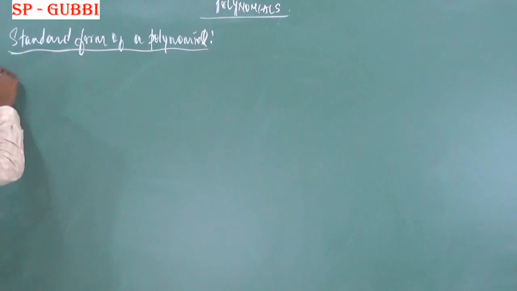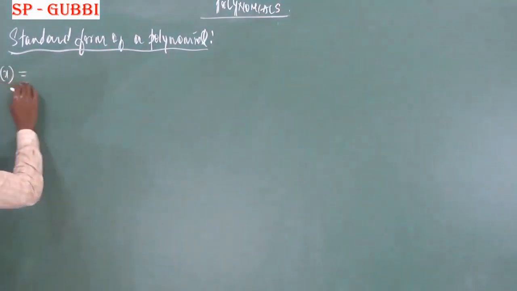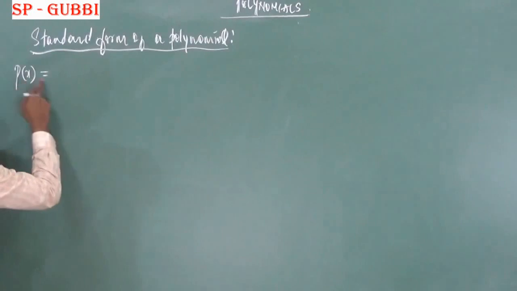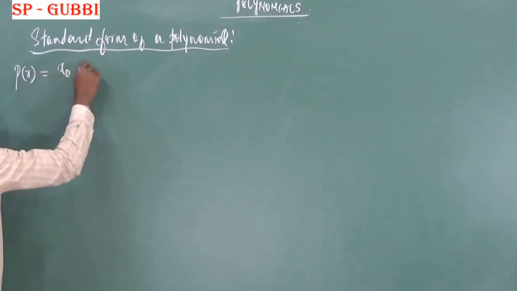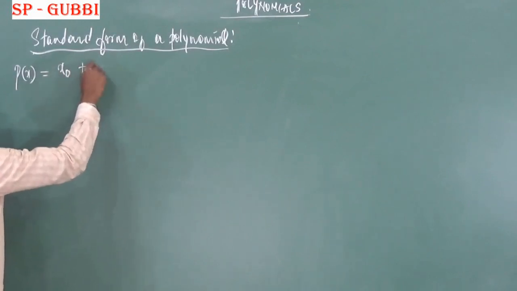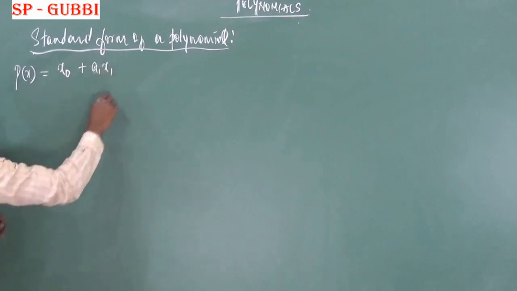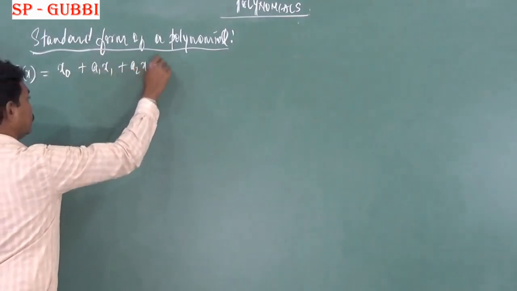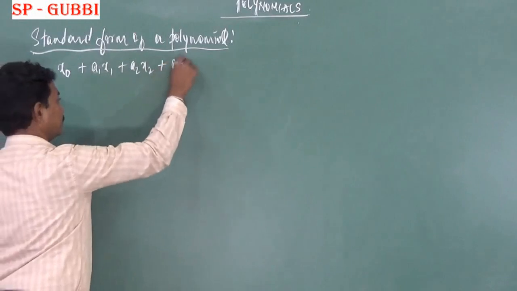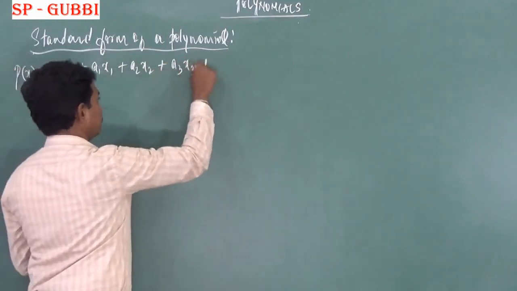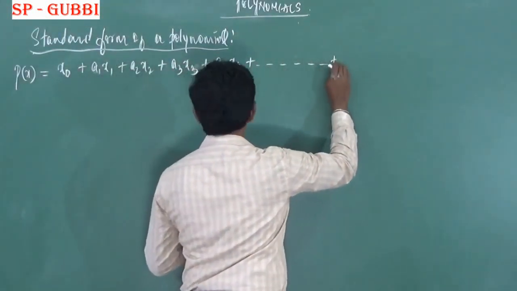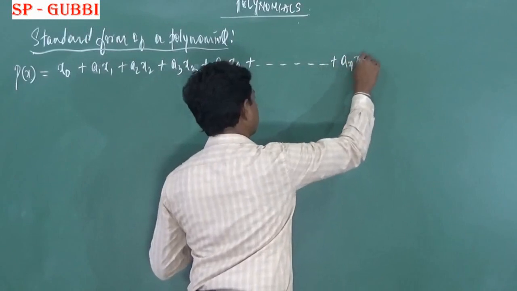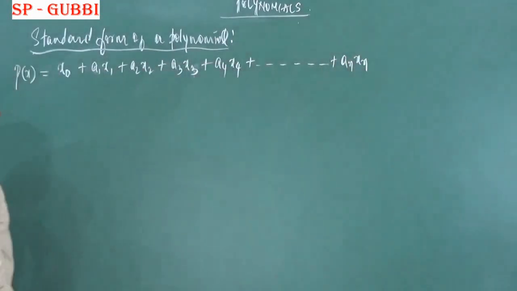So here, p of x is equal to, p is the name of the polynomial I am going to write, and x is the variable involved in the polynomial. So a0 x to the power 0 plus a1 x1 plus a2 x2 plus a3 x3 plus a4 x4 plus dot dot dot plus an x to the power n. So this is the standard form of a polynomial.